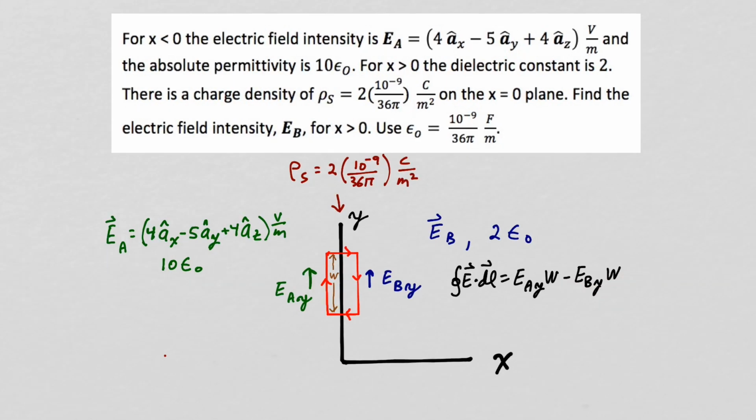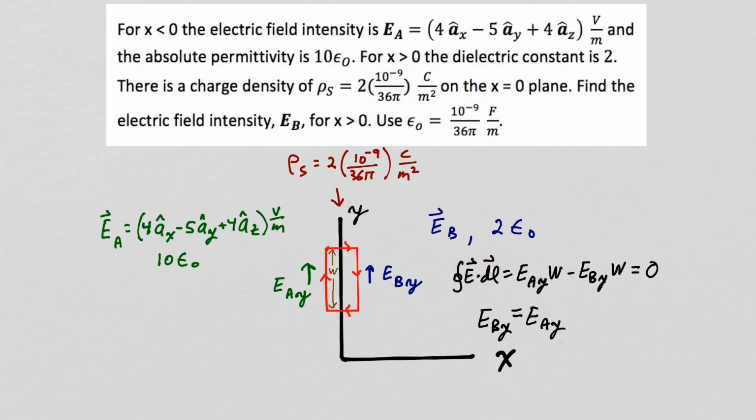The integral of E dot dl along these two sides will have the same magnitude but opposite sign, so they will sum to 0. This integral is equal to 0, so E sub by is equal to E sub ay. E sub ay is minus 5, so E sub by is equal to minus 5 volts per meter.